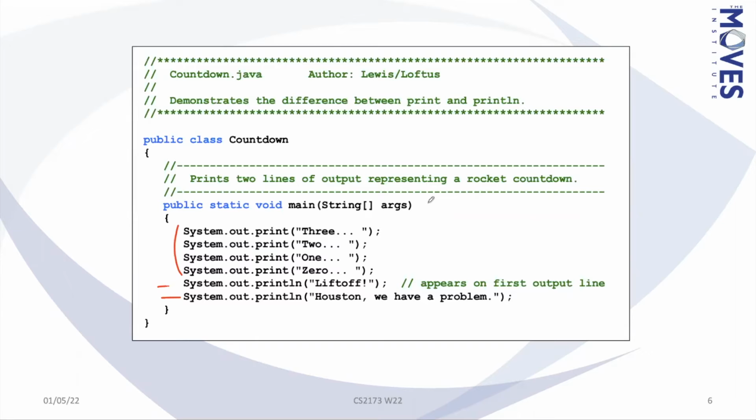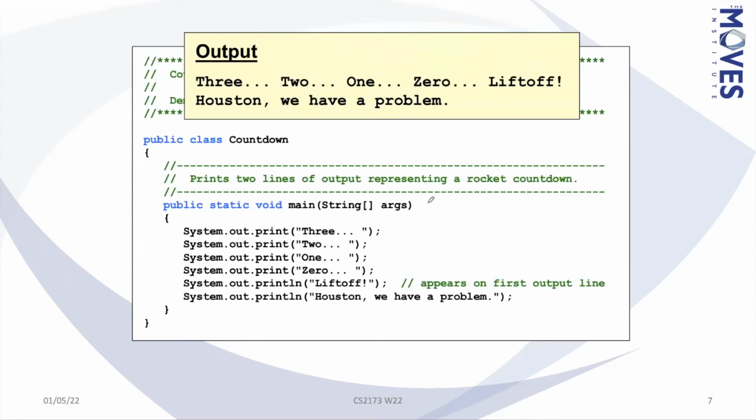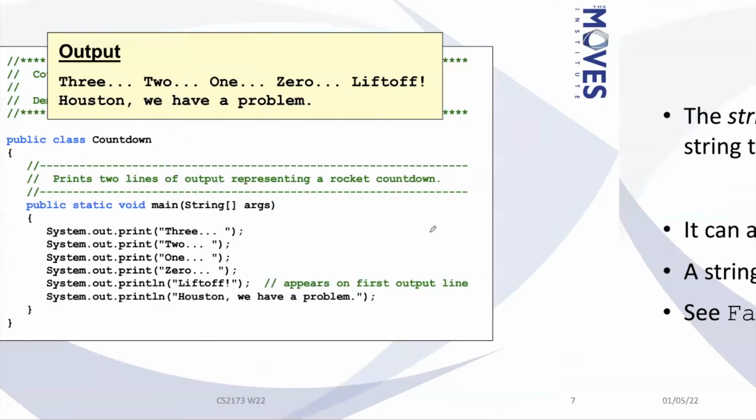Well, there's only one way to find out, and that's to run the program. And when you run the program, you will see, it's over here, that these were all on one line, but this print line here moved it to the next.